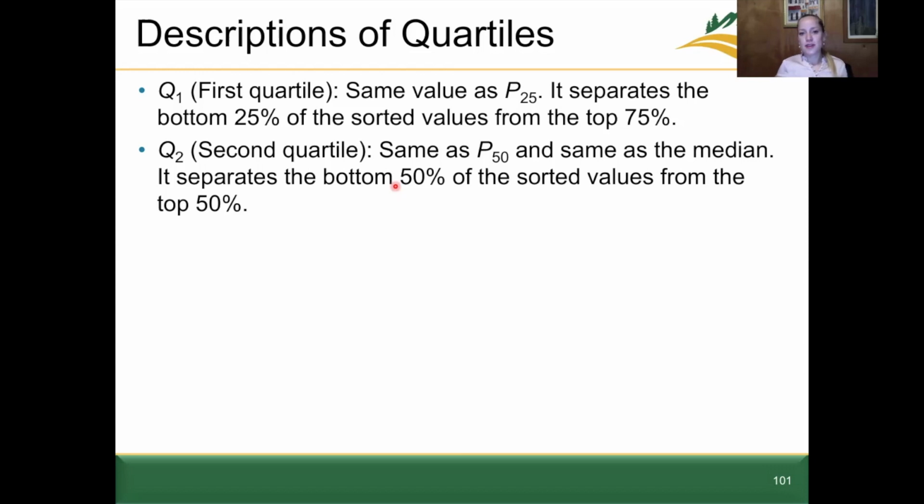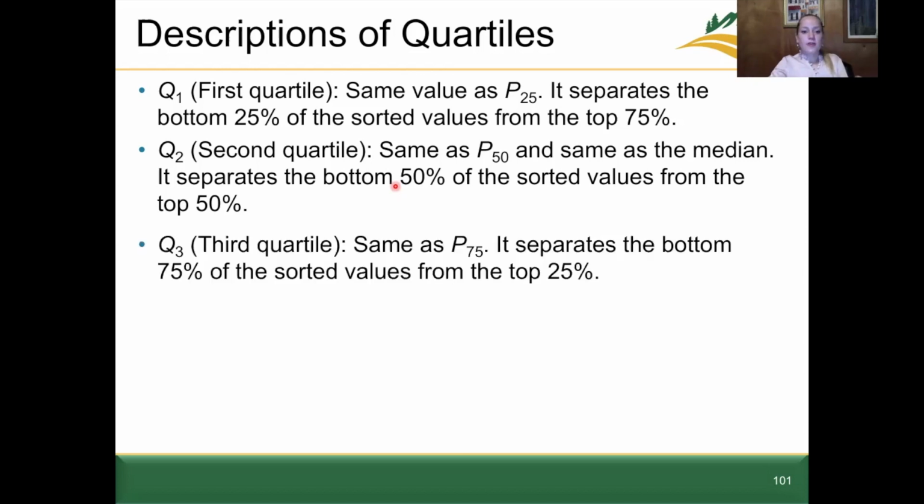Now it's important that I keep saying sorted values because first you have to list them from lowest to highest. Otherwise you can't do these calculations in the same way. So you have to list your data values first in ascending order. The third quartile, or Q3, is the same as thinking about P75 or the 75th percentile. It separates the bottom 75% of the sorted values from the top 25%.